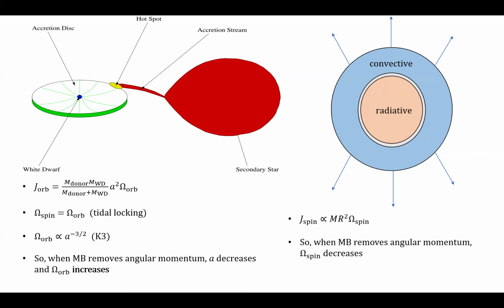So omega spin is equal to omega orb, and omega orb is related to the separation, A, because of Kepler's third law. So when magnetic braking operates on such stars, it removes the orbital angular momentum of these stars, and this decreases the separation, so the orbital period decreases, so they spin faster and faster. So although the driving mechanism is the same, the evolution is quite different.